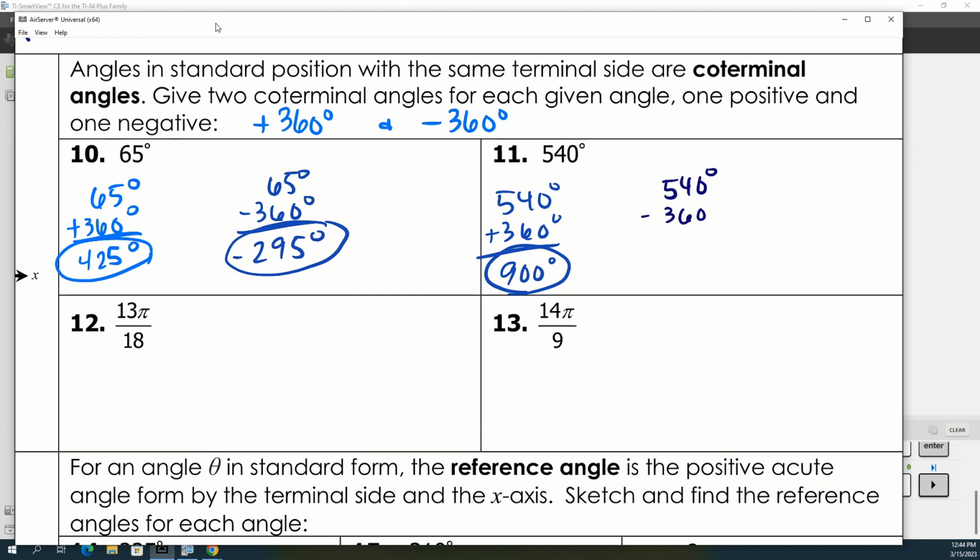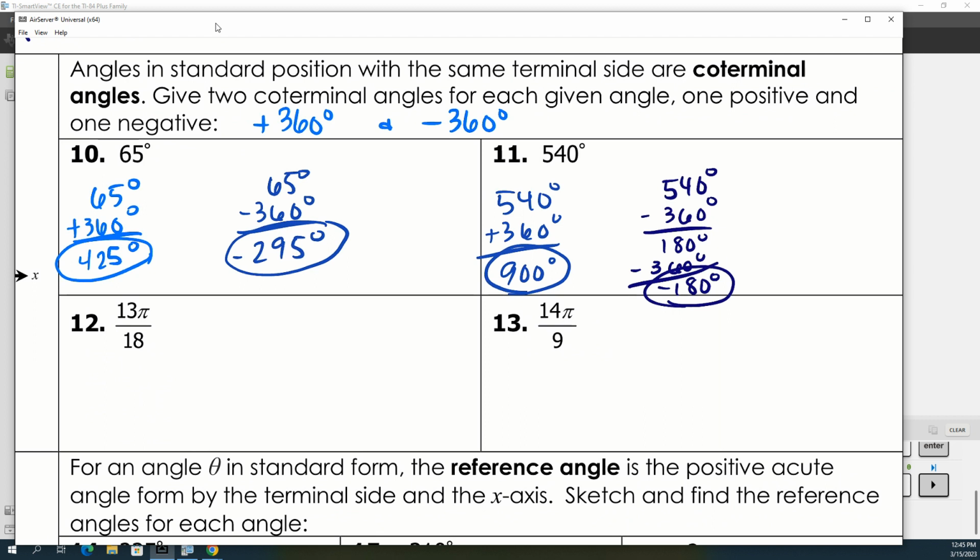But the thing about this one is when I take 540 and I subtract 360 from it, I get 180. Is that negative? No. So this is not going to be our negative answer. What do you think we need to do? Just subtract again. And I get negative 180. That's going to be my negative coterminal angle.